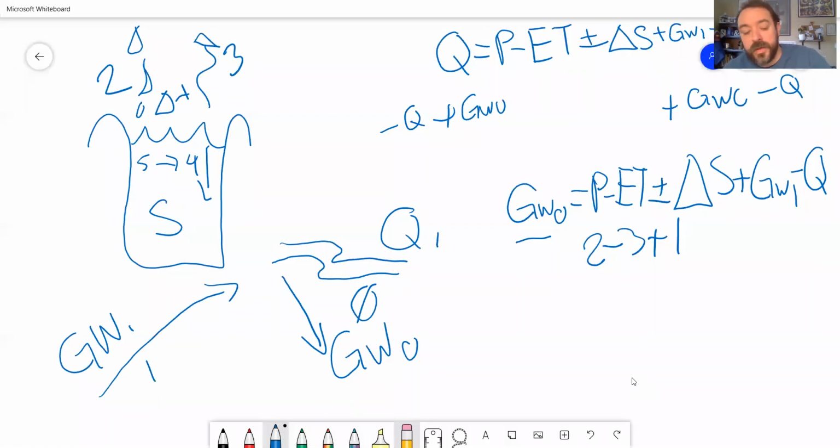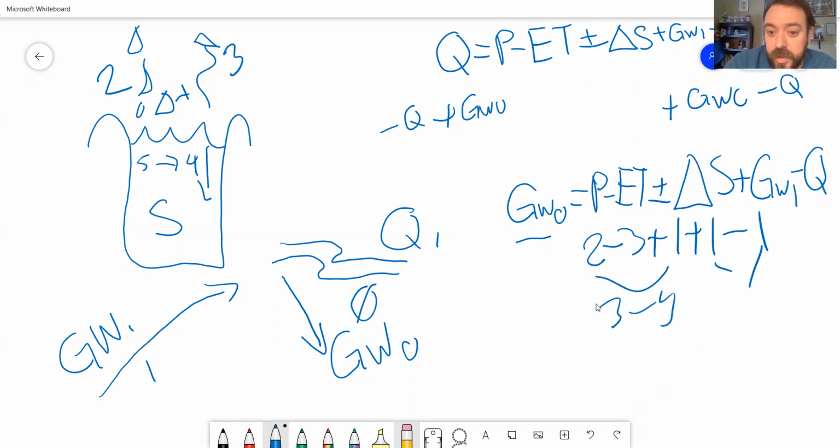So we already finished the drawing, but then we add our groundwater, right? Groundwater is 1, and our discharge is 1. So we're minusing that, right? That's 0, and that right there is 3 minus 3 is 0. So our groundwater is 0. Hope that makes sense.